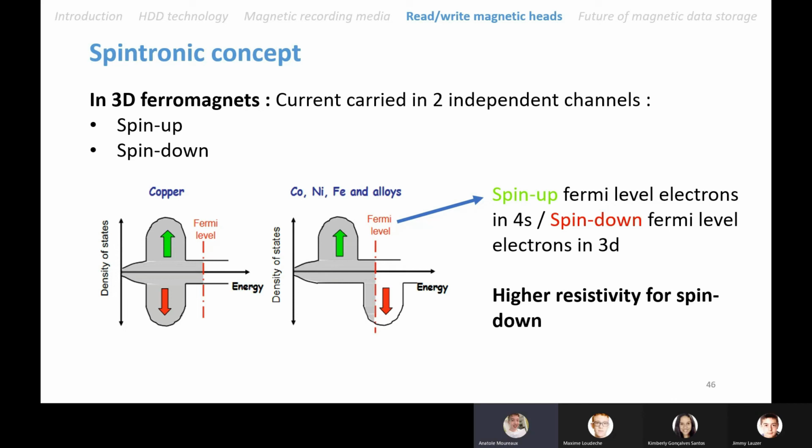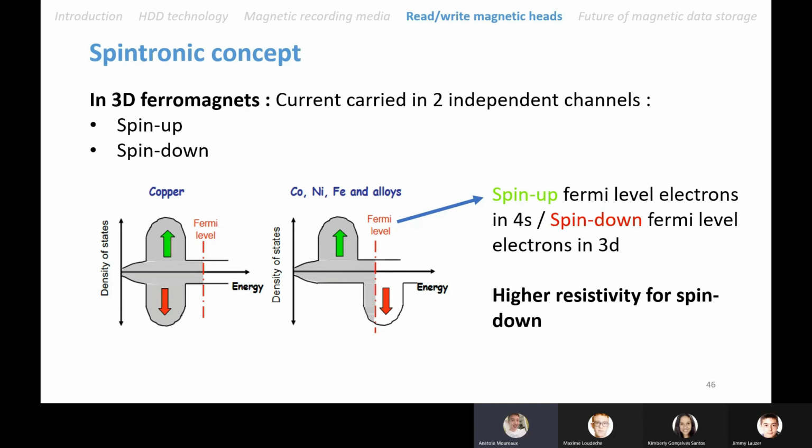What we saw on the previous reminder will allow us to understand the spintronic concept. So, in 3D ferromagnets, current is carried in two independent channels. It is carried either by the spin-up electrons, or by the spin-down electrons. Importantly, the two spin channels have usually very different conductivities.